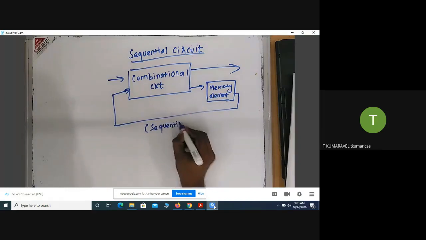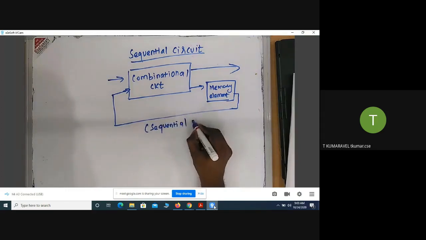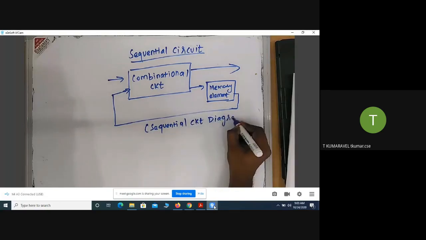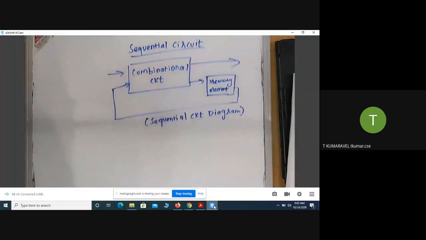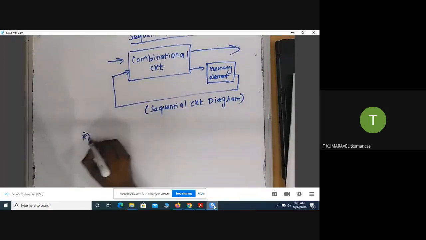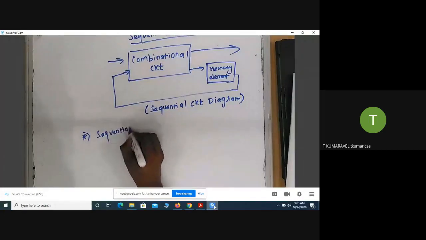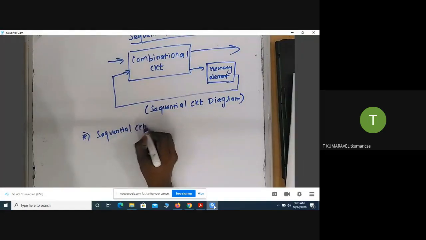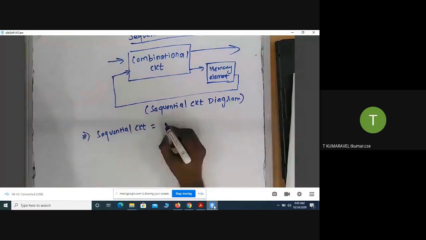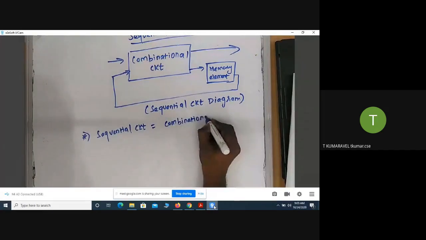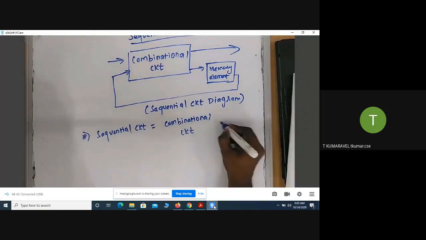Sir, what are you trying to convey with the sequential circuit diagram? What I am trying to convey is, the first observation: the sequential circuit is a combinational circuit plus memory element.